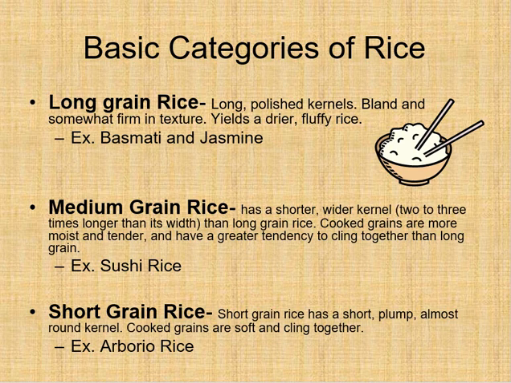Next, we have short grain rice. Short grain rice has a short, plump, almost round kernel, and when you cook it, it gets soft and the grains cling together. An example of this would be arborio rice. We take our arborio rice and cook it with chicken stock, and we make risotto from it. It's very starchy, which gives it that nice creamy texture.